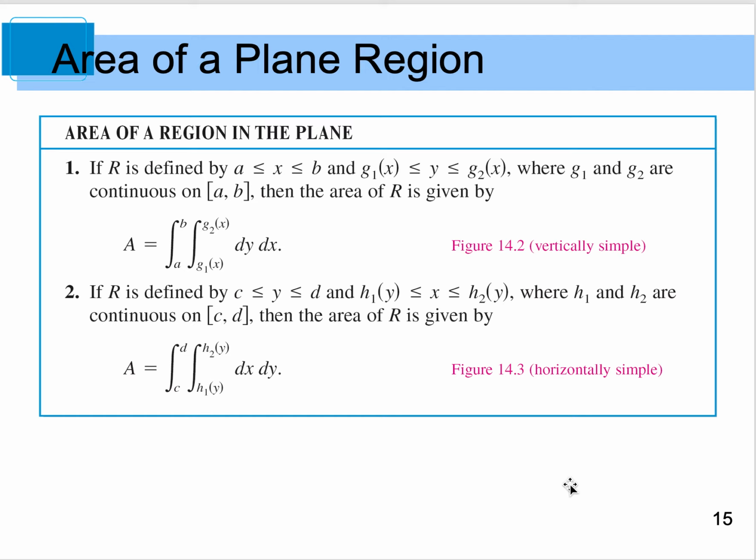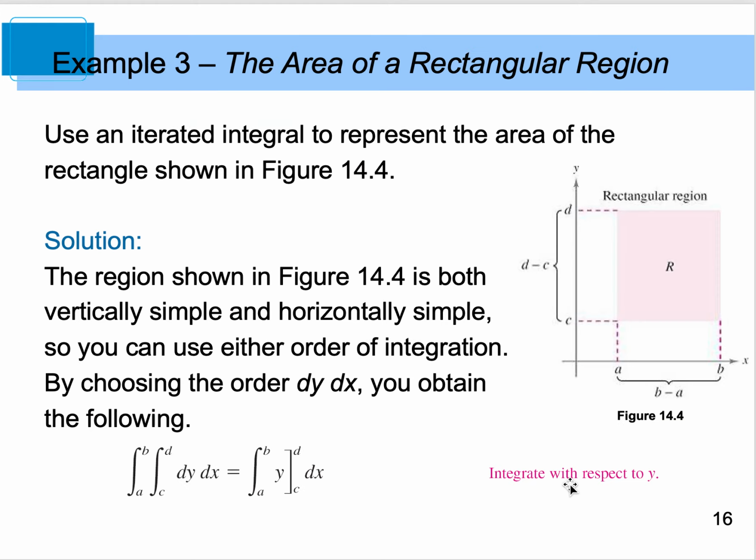So, what does this actually look like in practice? The area of a region in the plane, this is a summary slide. If we have something vertical, you would use the top one. Horizontal, you would use the bottom one. So, let's look at an actual problem. In this situation, I have a vertical region. So, this is pretty much vertical looking like it is here.